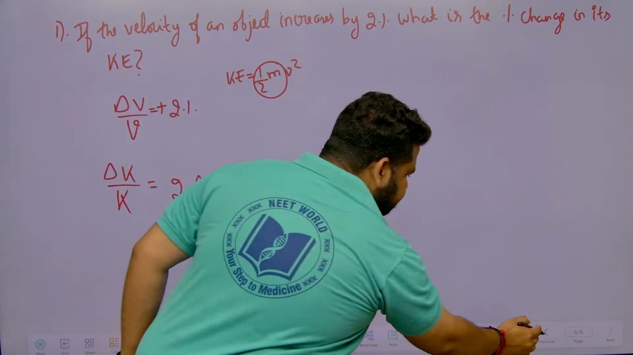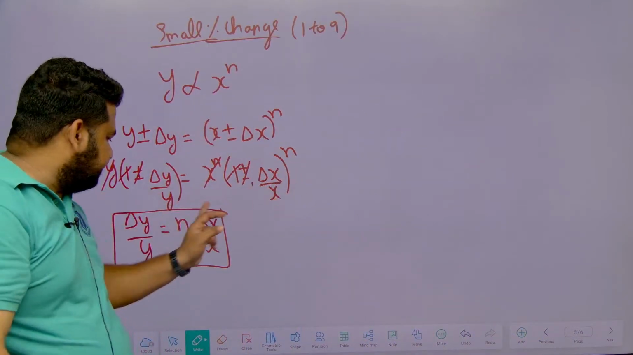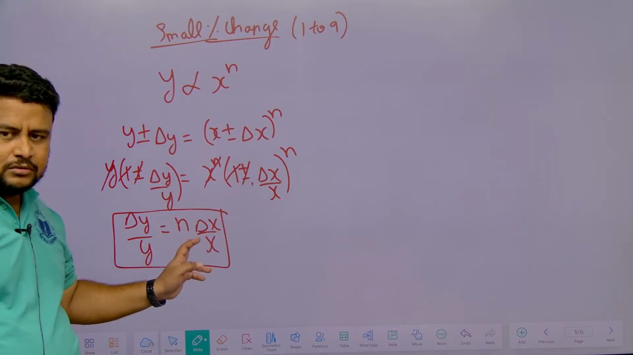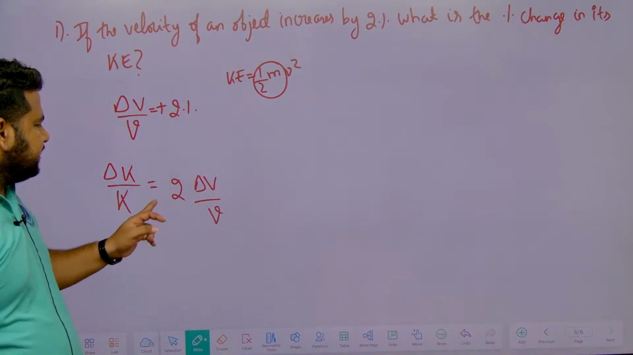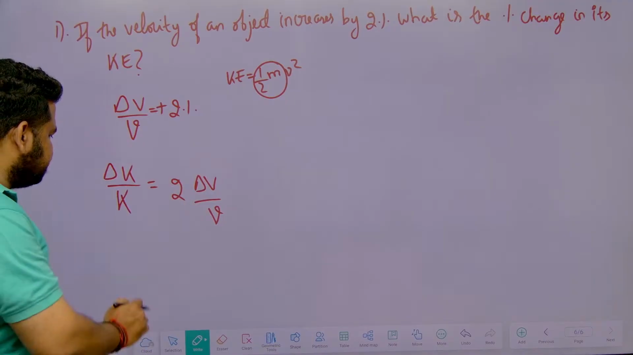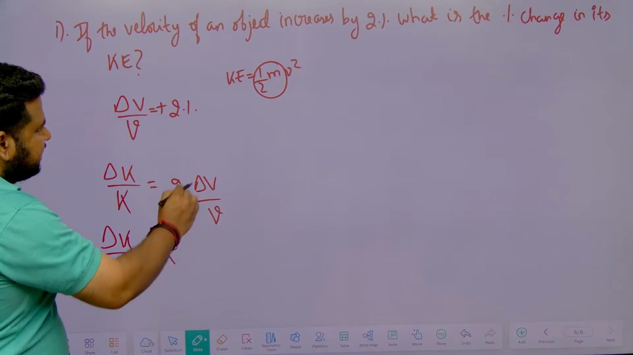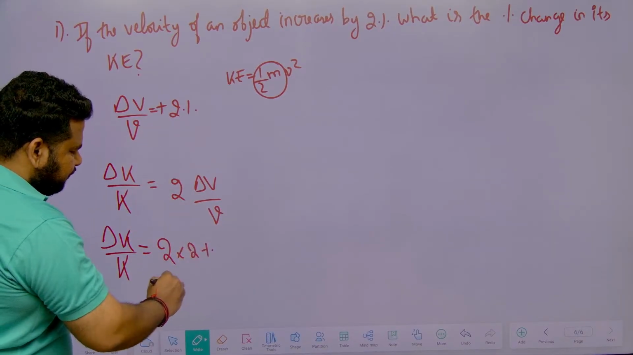See here, this n is there, no? That n will come down. Whatever is in the formula as the power, that will come down. So here 2 will come down. So delta K by K is 2 times delta V by V. That's all. Very simple. Delta K by K is equal to 2 times delta V by V, which is 2 into 2%, that is 4%.